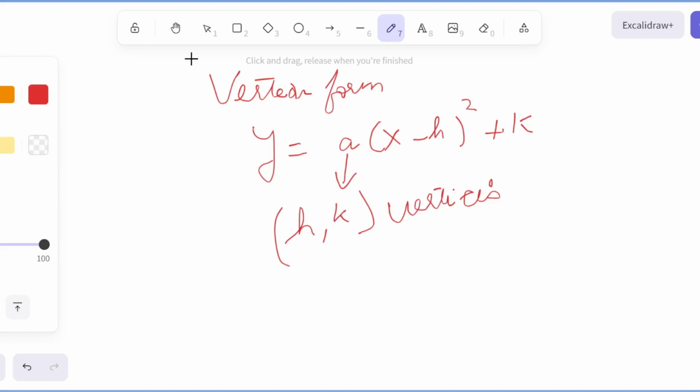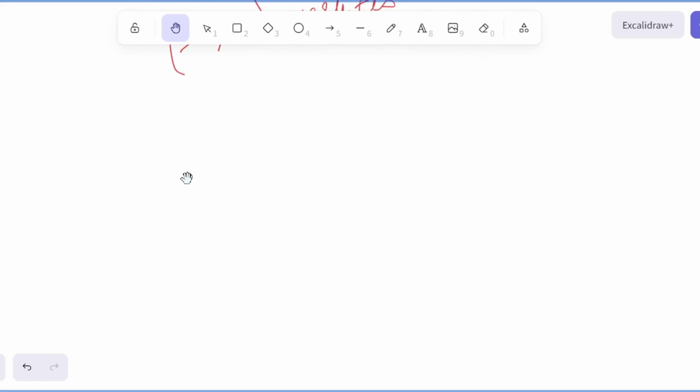Now, for example, if we have a question, because we want to know how we can form a quadratic equation with the help of a vertex and any one point. So let me take one question.